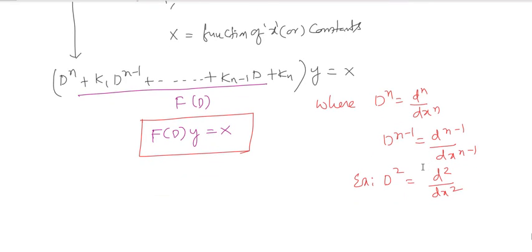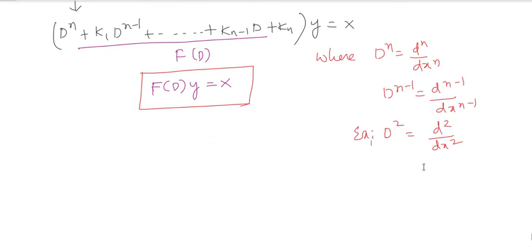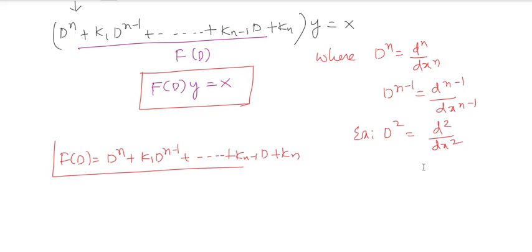Yeah. So now this is the part of your what? Where f of d is nothing but what, ma? It's a polynomial equation. So that you can represent as f of d, which is equivalent to d to the power of n plus k1 into d power n minus 1 plus and so on kn minus 1 into d plus kn. This is your f of d.